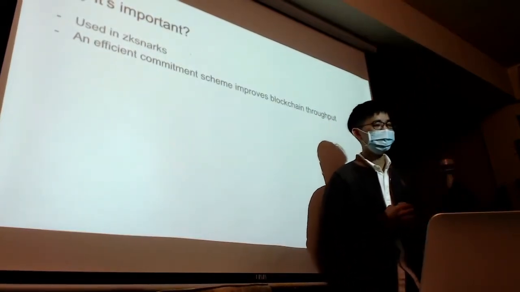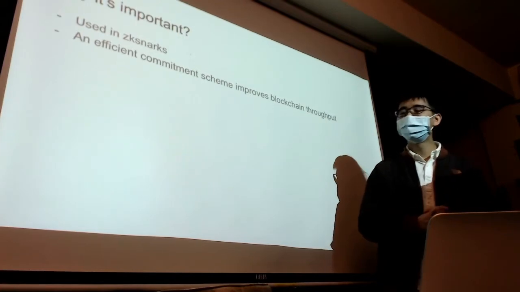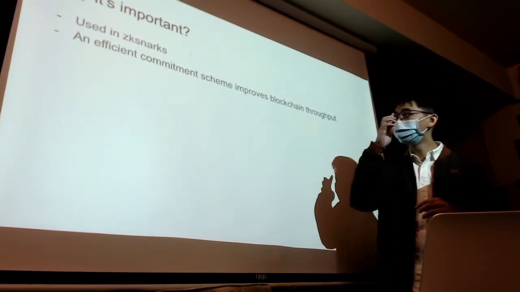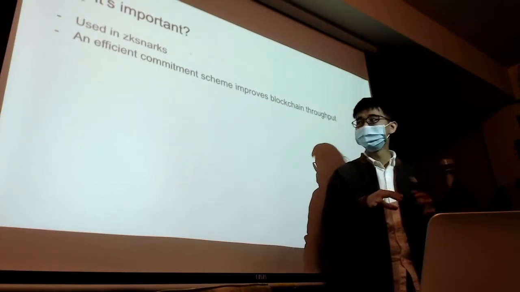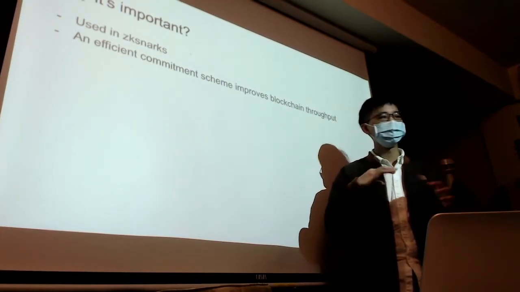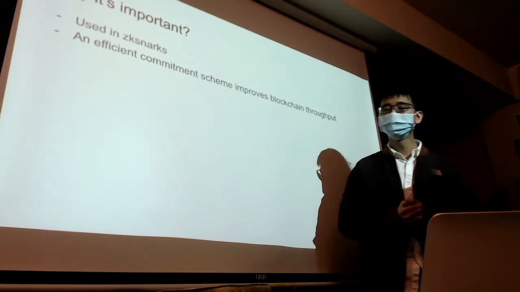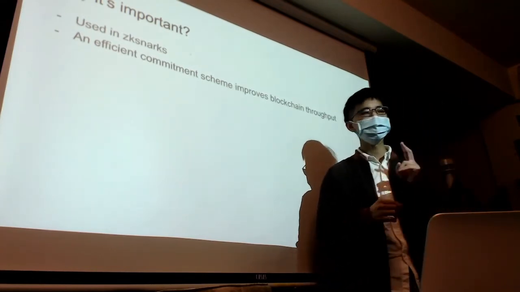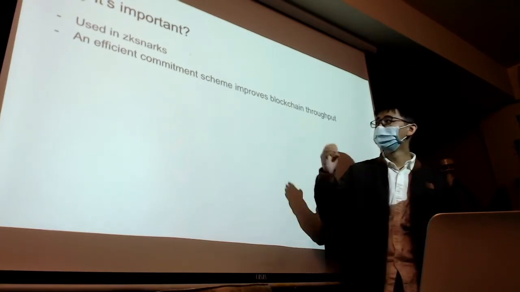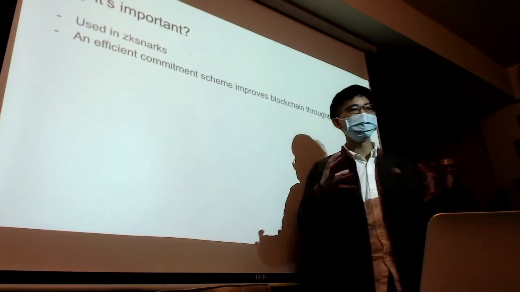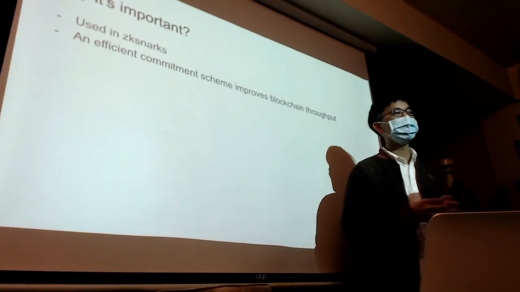Why is it important? Because it's widely used in SNARKs. In ZK SNARKs, polynomial commitment is a very important component that makes zero knowledge proof possible. And the second reason is that polynomial commitment itself is a very efficient commitment scheme.